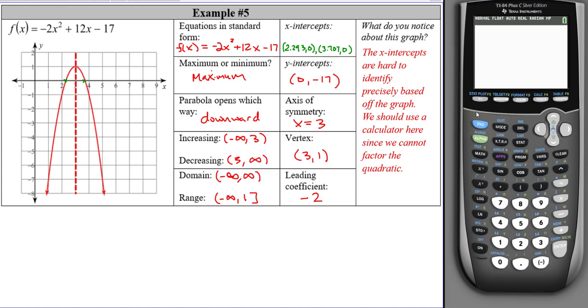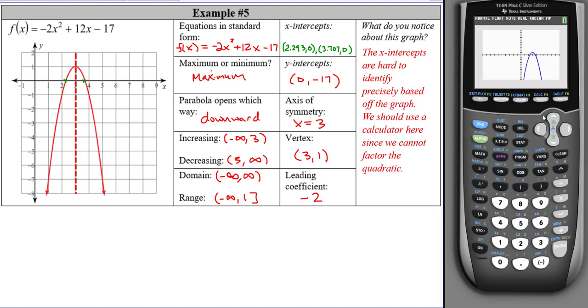Alright, so what we are going to do, and remember we have done some of this before, is put in our function here, and we use that y equals button in the top left to do that. So let's type in the function that we have. We got negative 2x, we're going to square it, and then we're going to do plus 12x, and then we got the minus 17. Now what we want to do is hit the graph button. We want to see what this looks like when we graph it. And there we have it.